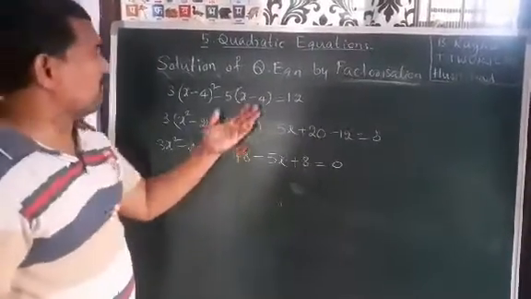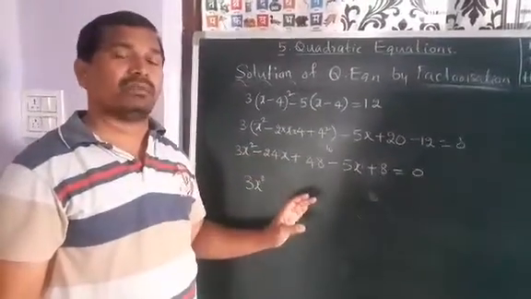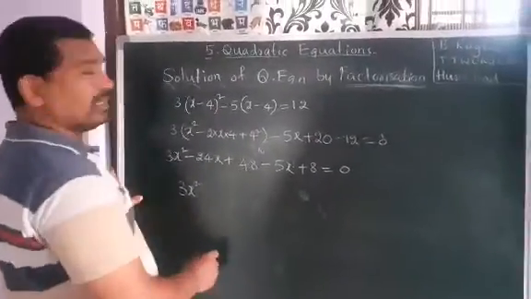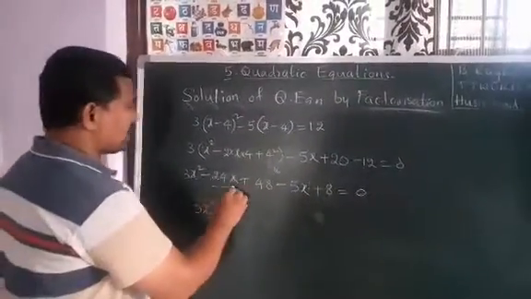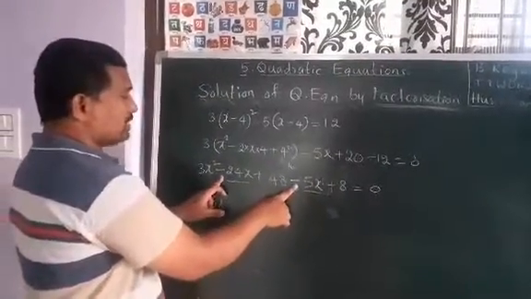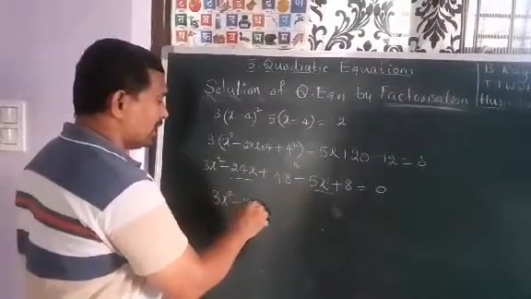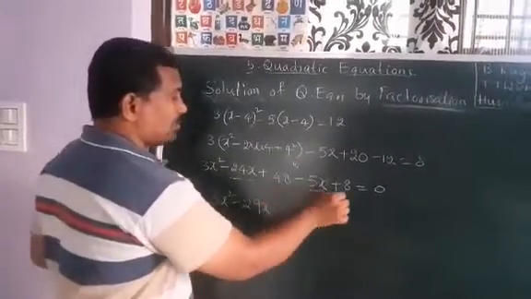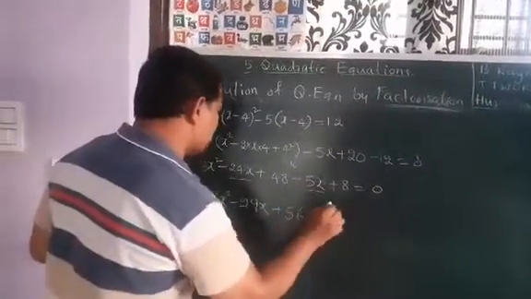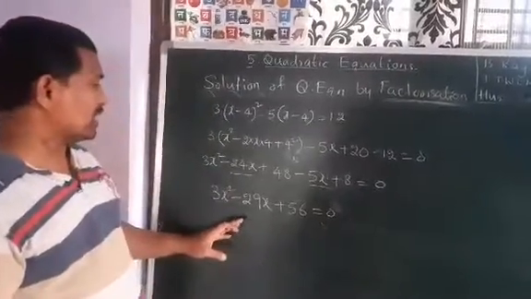Whenever you are simplifying like this, the first term should be x square, the second term should be x, and the last term should be the constant. Let us simplify the x terms, the like terms. Where are the x terms? Minus 24x, minus 5x. Both have the same symbol. Write that symbol. Add 24 plus 5, 29x. 48 plus 8, 56. Equal to 0. Now this is the quadratic equation.